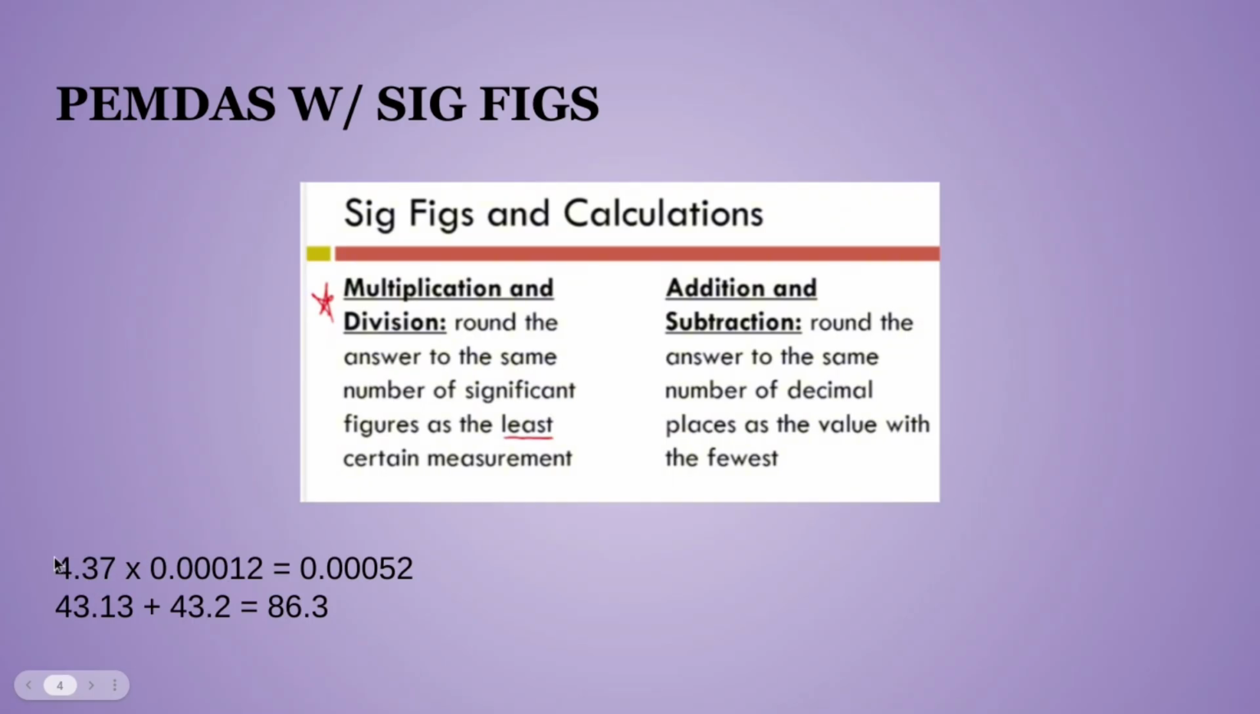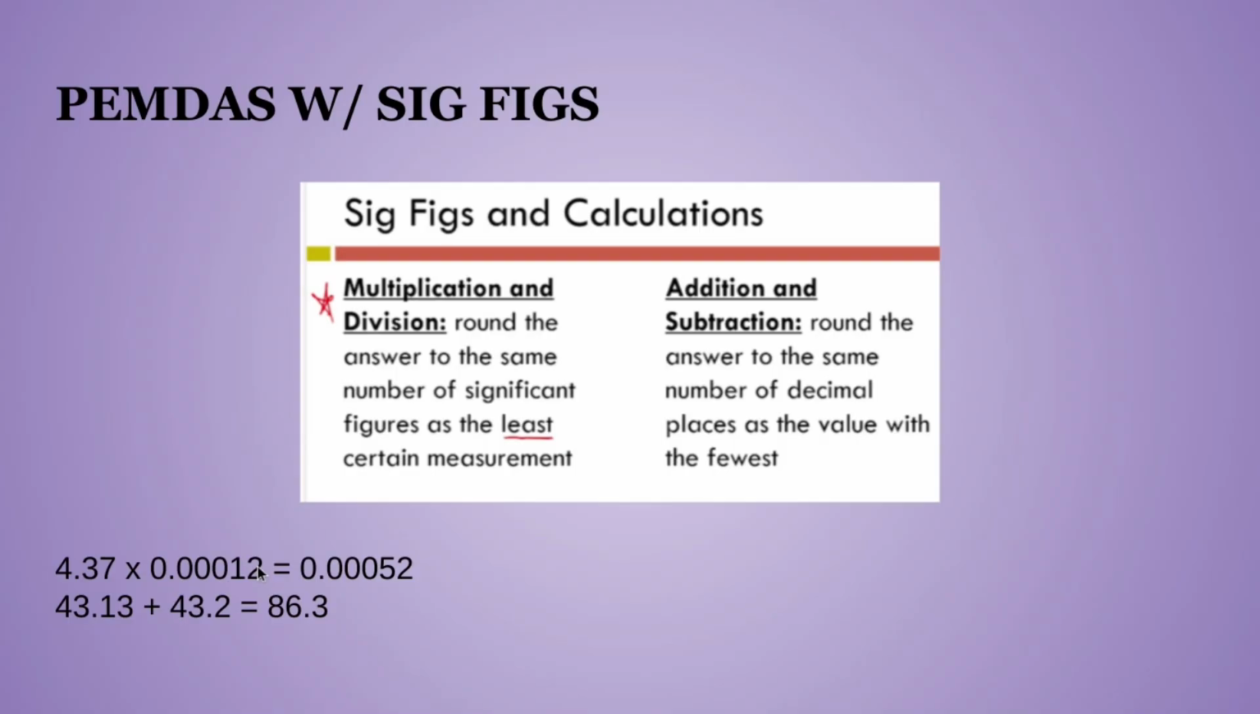Remember, all non-zero digits are significant. So 1, 2, 3. There are 3 significant figures in 4.37. And then over here, all leading zeros are non-significant. So there are only 2 significant figures. Okay? So that means that in our answer, we're only going to need 2 significant figures. If you put this entire thing in your calculator, 4.37 times 0.00012, you get 0.0005244. But since we're only using 2 significant figures, you only do 0.00052. That's how you round that.